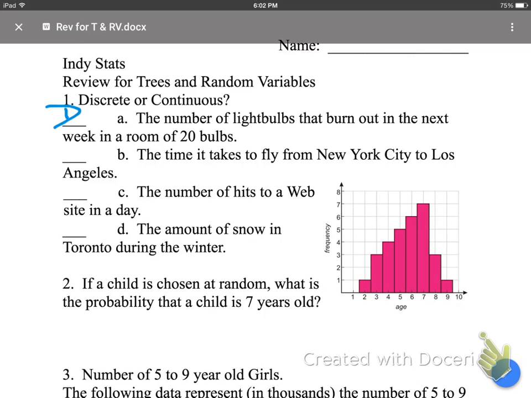Okay, the time it takes to fly from New York to Los Angeles. Well, anything that has to do with time is continuous because you can have 3.5 hours.